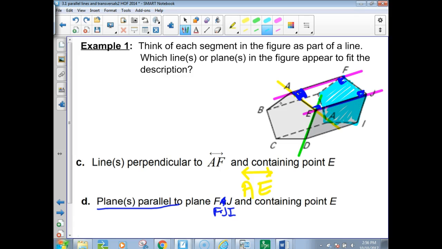It would have to be the face that would not run into it, and it would have to be this one. So it would have to be the plane, and you can use 3 letters. I did FJI. I'm just going to go AED. Good? Anybody still need the page?